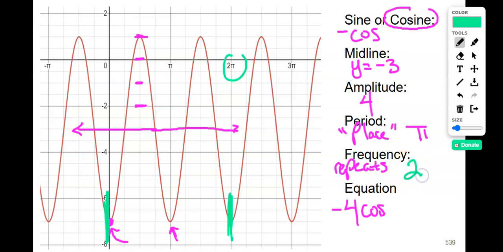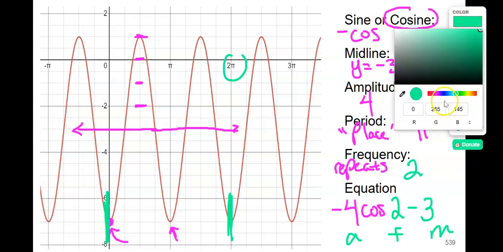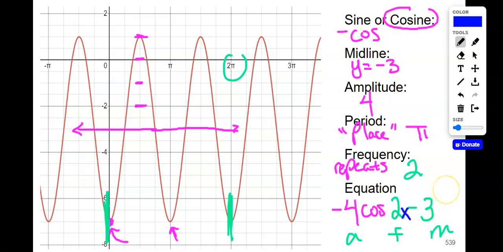That's good news. Last but not least, the equation. Always the A, the F, and the M. -4 cos. The F is 2, and the midline is -3. Mr. Curse forgot to put what? Nice job. Mr. Curse forgot to put the X, as I was saying. Most of the time, kids will come see me with their delta, like, why did I miss this? I know I got this stuff right. Yeah, you just forgot the X. You ain't going to get no function without an X.